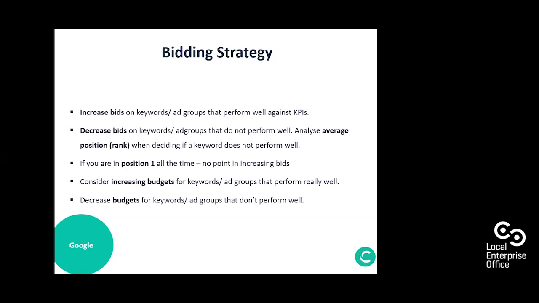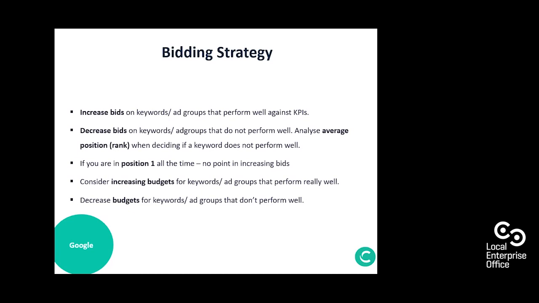You decrease bids on keywords and ad groups that do not perform well. You can analyze average position when deciding if a keyword does not perform well. In other words, depending on the particular keyword that you're targeting, there might be 7, 8, 9, 10 advertisers bidding on that keyword. Obviously, if you appear number 7, 8, 9, most of the time that's going to have an impact on how that ad performs. So again, just be mindful of that.